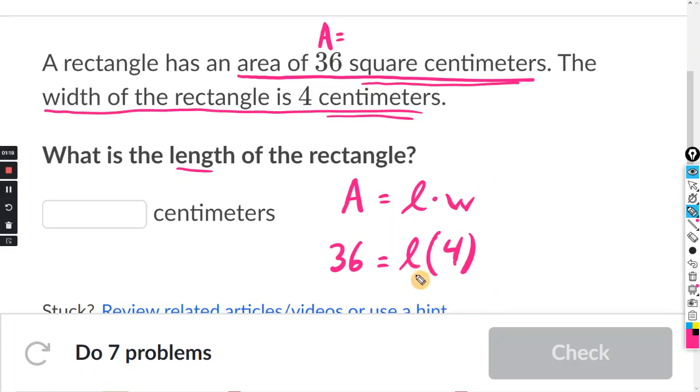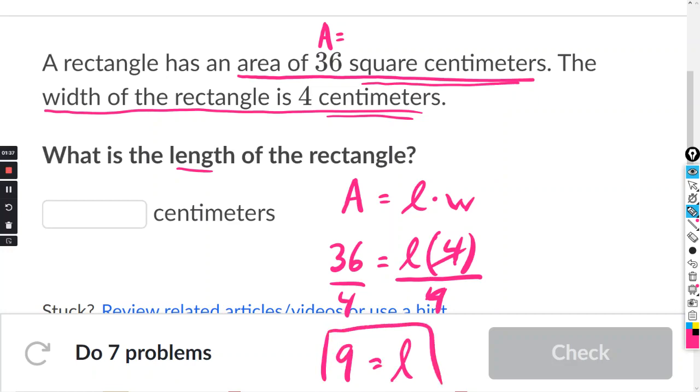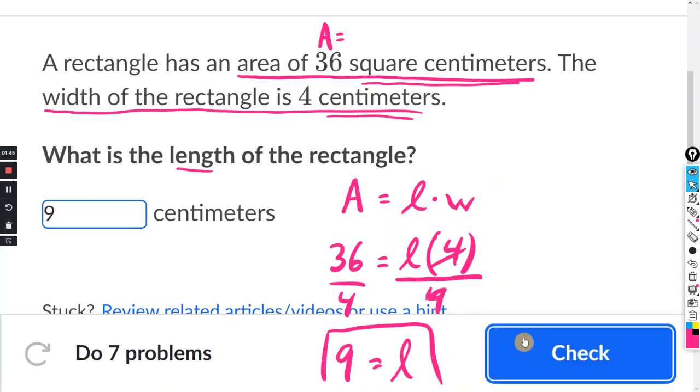Solving for L, this is L times 4. The opposite of times 4 is to divide by 4. You want to do the same thing to both sides. 4 divided by 4 cancels, and 36 divided by 4 equals 9. So that is your length, L. So just click in the box and type 9. The centimeters are already written.